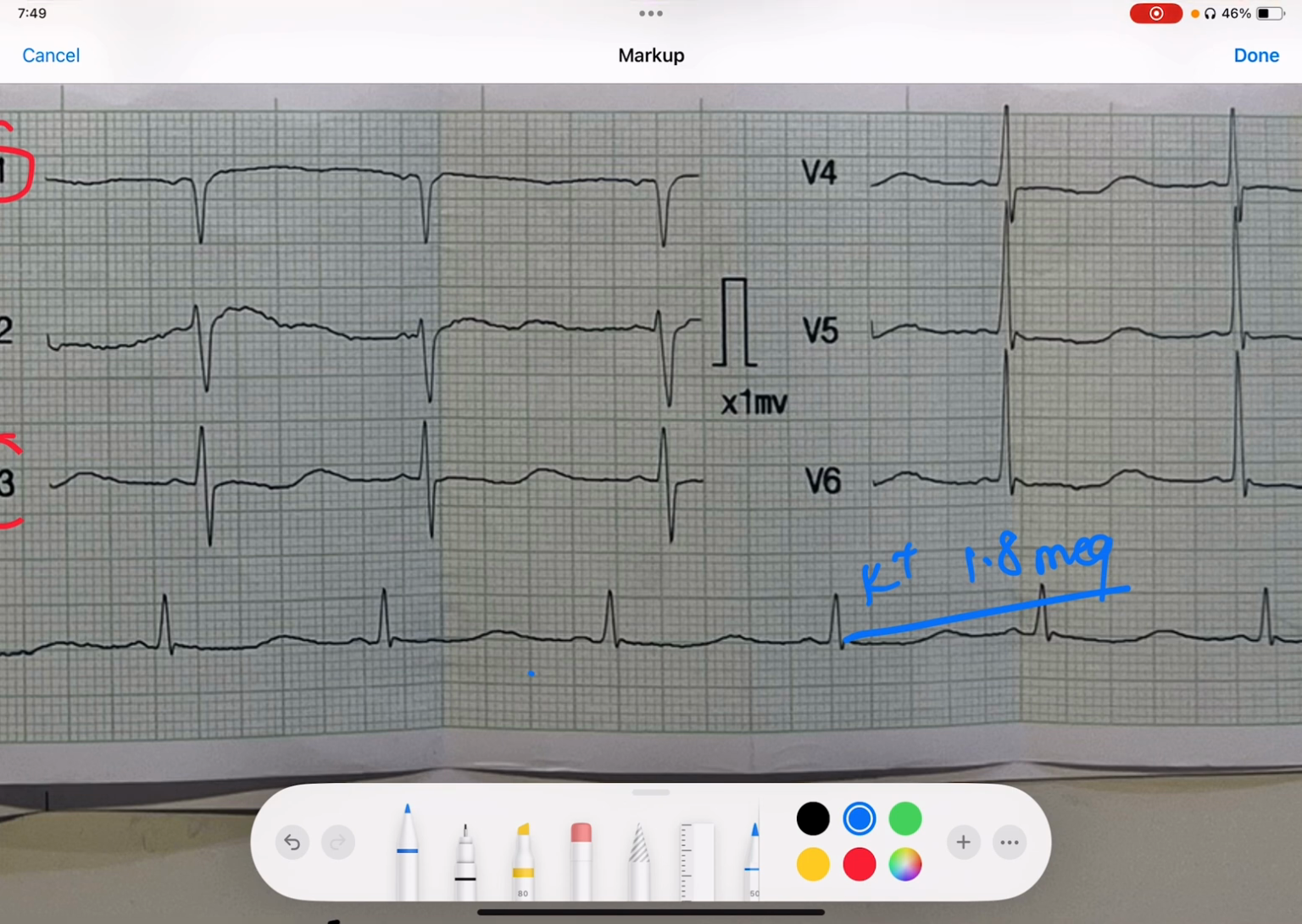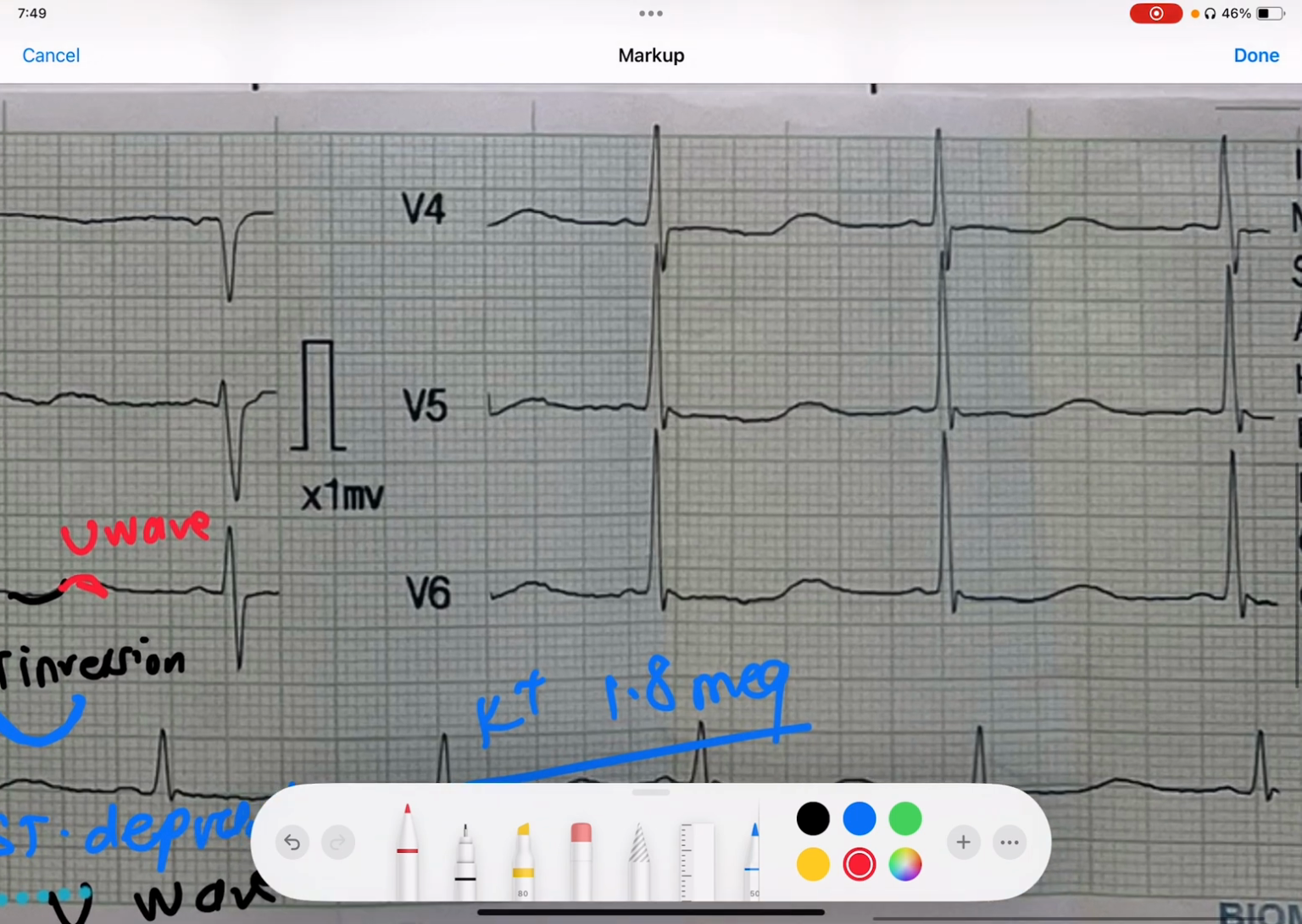So what are the changes of hypokalemia? The most important changes are T inversion, ST depression, and the third and most important is the appearance of a U wave after the T wave. This patient had T inversion, which is very highly associated with a positive U wave after the T. The same pattern can be seen in all the anterior leads like V4, V5, V6, V3, and V2, where there is a T wave inversion followed by a positive U wave, which very highly suggests hypokalemia.